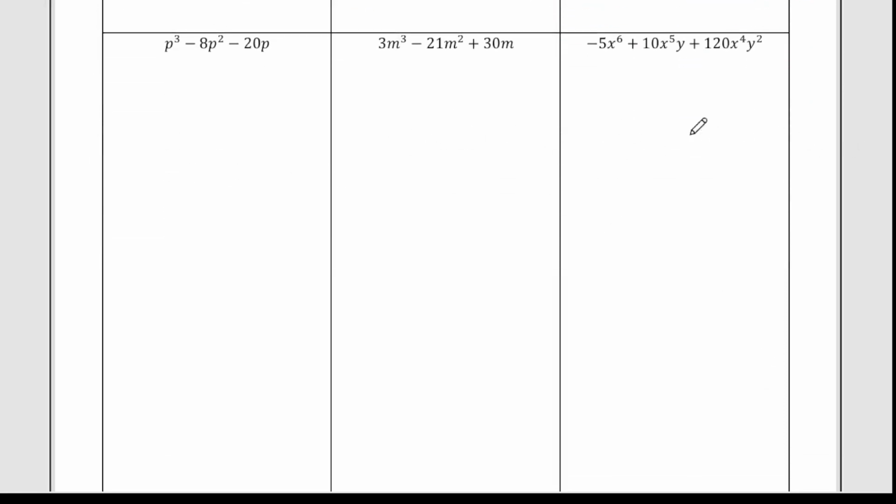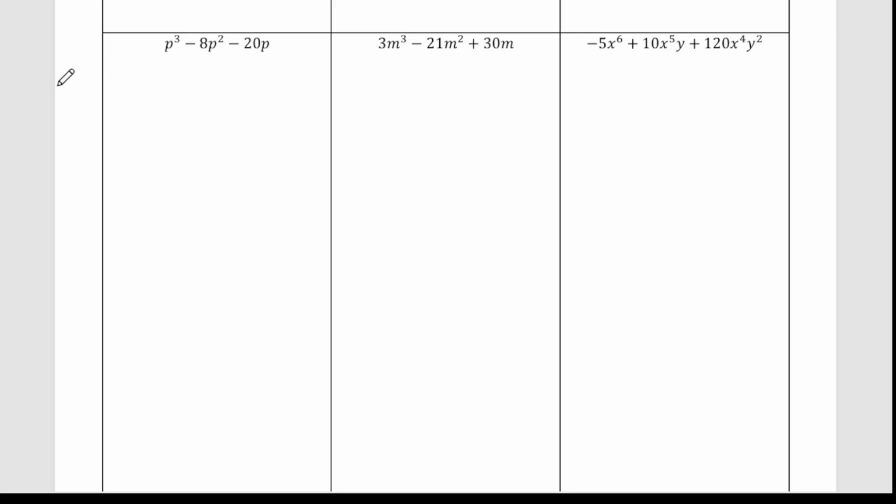I'm going to encourage you to try these next three yourself before we go through them. And in particular, for all three of these, you're going to want to pull out a greatest common factor first. And don't forget that if that leading coefficient is specifically a negative, you want to be sure to pull out a negative first. Now that you've tried these out, let's go ahead and go through them.